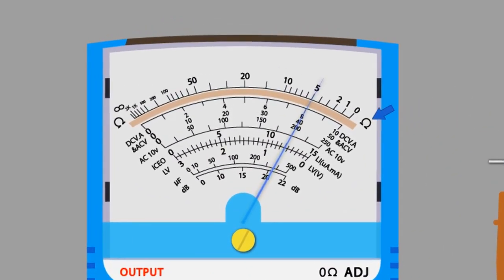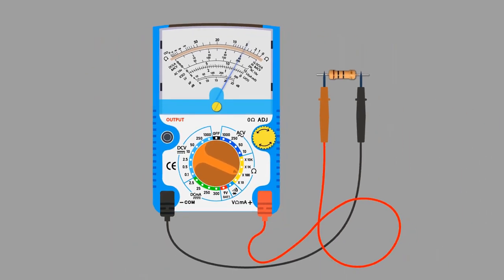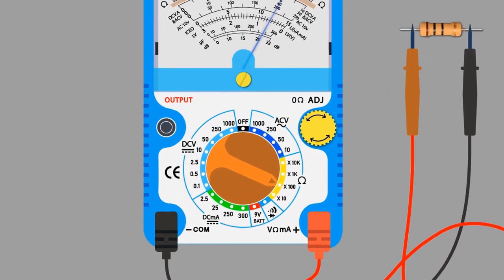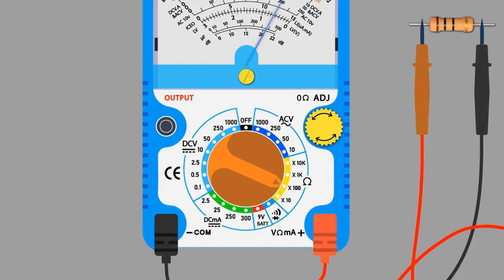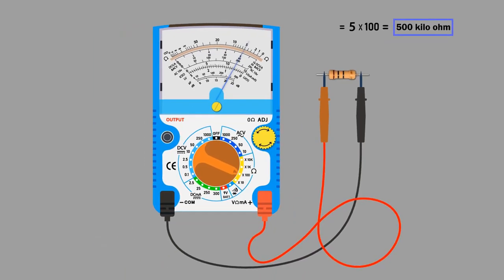If you see the arrow, it is pointing at the ohm symbol. So, we need to read that scale. The needle is at 5. Note down 5 separately and see which range we have selected. We have selected the X100 multiplier. Take this 100 and multiply it with 5. We have a 500 ohm value. This is how we can measure resistance.